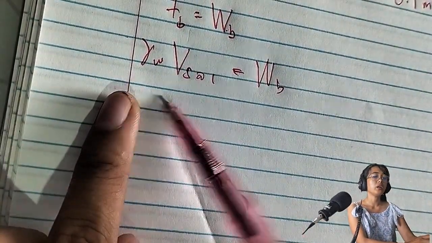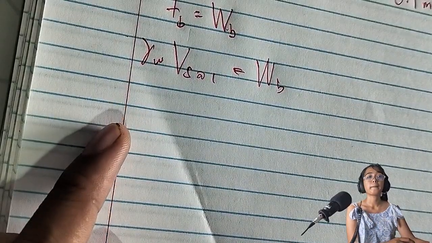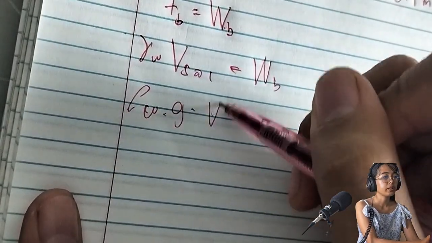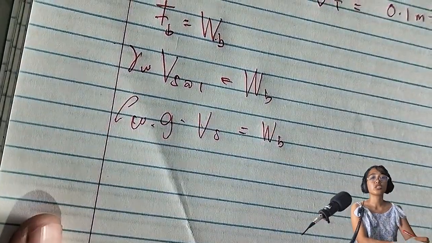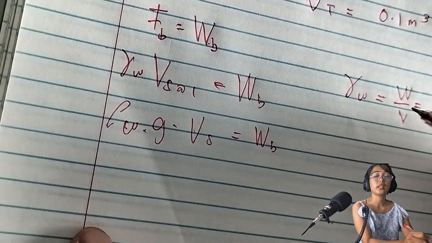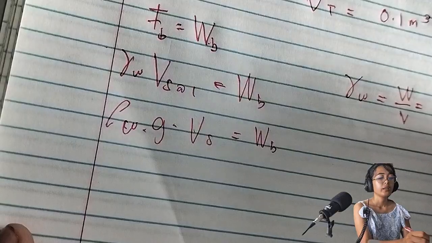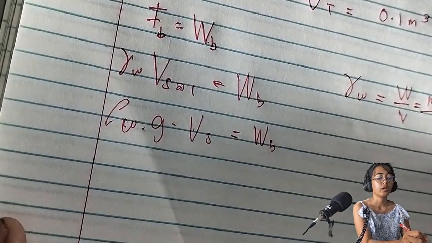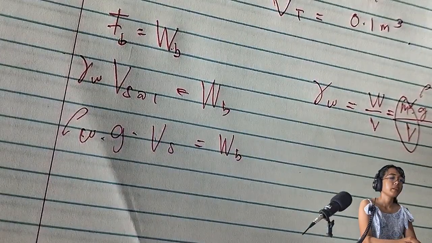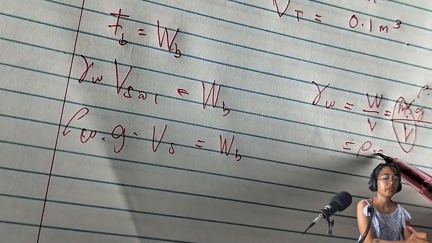So, unsa man ang kaning specific weight of the water? Ma-dissect into density of water times gravity times the volume submerged is equal to WB. Ma-dissect siya kay, diba, ang formula sa specific weight is equal to weight divided by the volume. Then, if we're going to dissect pa ang weight, its mass times gravity over volume. Then this mass over volume, this is density. That's why our specific weight is just density times gravity.